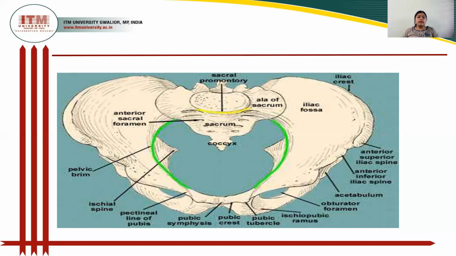Just below the anterior superior iliac spine, there is one more spine that we call the anterior inferior iliac spine. And there is an acetabulum, there is an obturator foramen, there is a pubic ramus, there is a pubic tubercle and pubic crest, and the symphysis pubis. The green line which you are seeing is the arcuate line.